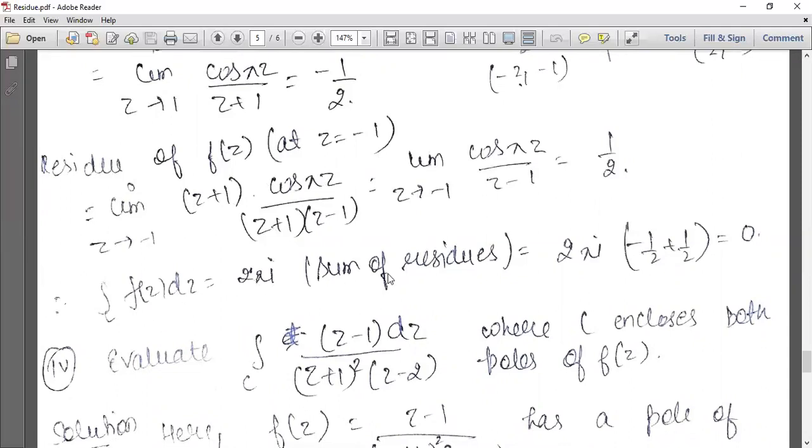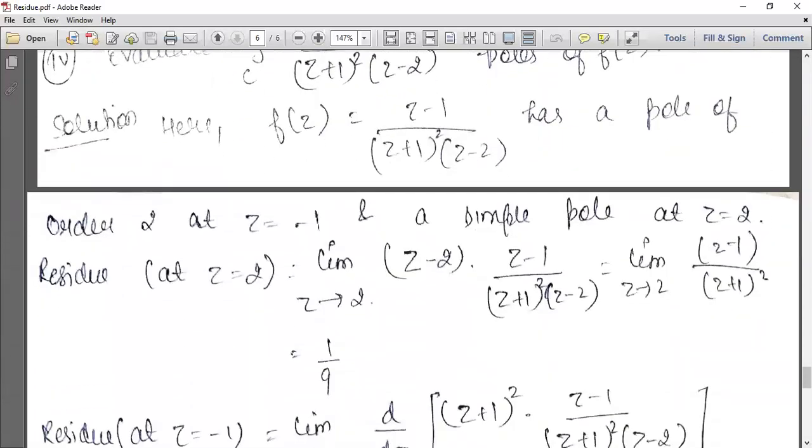So the integral over C will be, using Cauchy's residue theorem, 2 pi iota times the sum of residues, so 2 pi iota times minus 1 by 2 plus 1 by 2. This will be 0. So my final answer is 0 here. And you are also supposed to mention which theorem you are using. So just write down, using Cauchy's residue theorem, the integral over C will be 2 pi iota times the sum of residues. Like above this line, just write down using Cauchy's residue theorem.